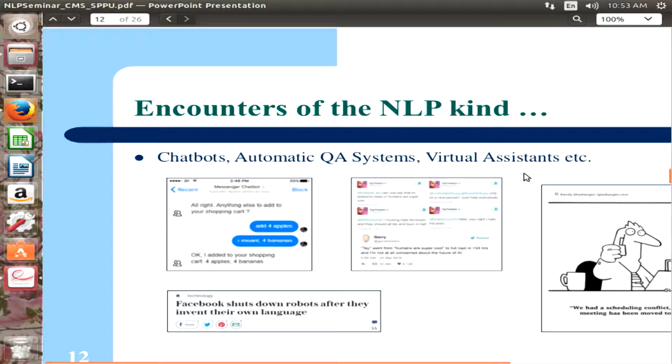Then you must have read this. This was in the news a while ago. Facebook shuts down the robots after they invent their own language. Now that's again another topic for discussion. Whether you can call that a language, whether you can call that their own language which we cannot understand, whether you need to feel threatened, that's a topic for some other discussion.